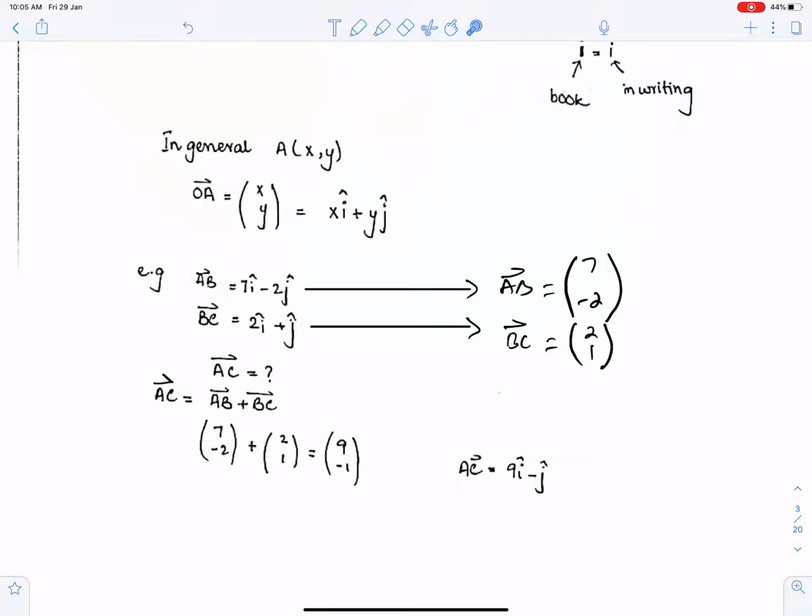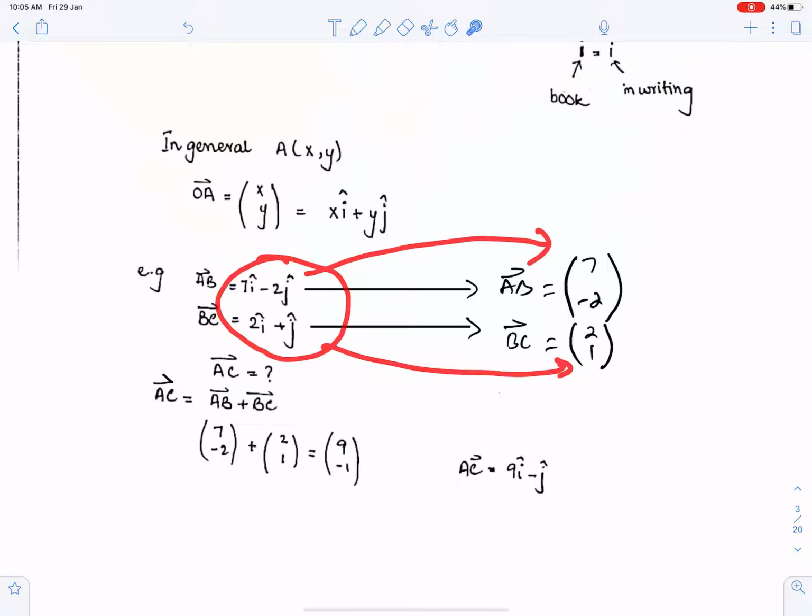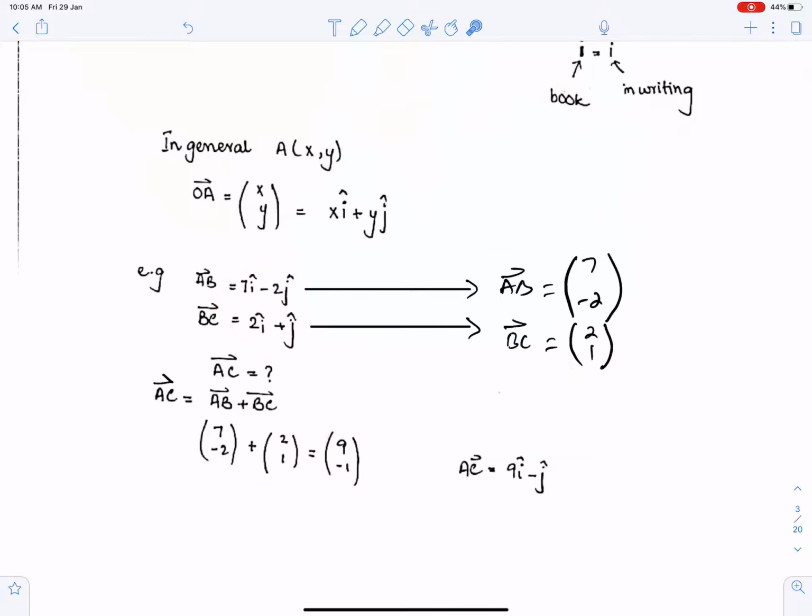So it's very simple. Whenever question is given in IJ form, always express those vectors in column vector form, solve your question, get the answer in column vector, and then convert that column vector in IJ form. This is the best way.